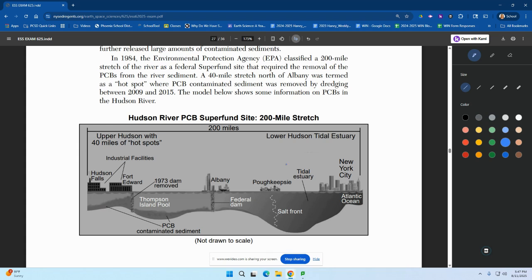So here's our Hudson River Superfund site, and they've shown us what's happened. So here we have our contaminated sediment at the bottom, this darker color. Here's our salt front they were talking about.